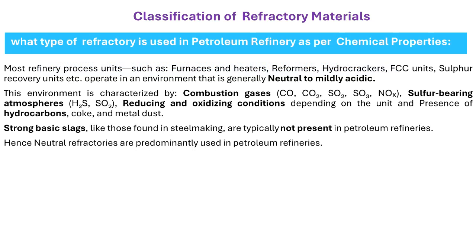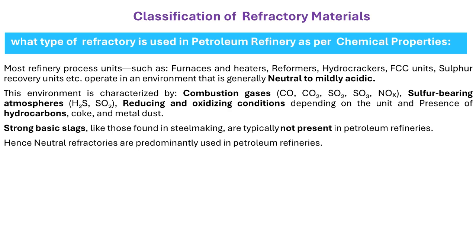Most petroleum refinery process units, such as furnaces and heaters, reformers, hydrocrackers, FCC units, sulfur recovery units, etc., operate in an environment that is generally neutral to mildly acidic. This environment is characterized by combustion gases, carbon monoxide, carbon dioxide, sulfur dioxide, sulfur trioxide, nitrogen oxides, sulfur-bearing atmospheres, hydrogen sulfide and sulfur dioxide, reducing and oxidizing conditions depending on the unit and presence of hydrocarbons, coke, and metal dust.